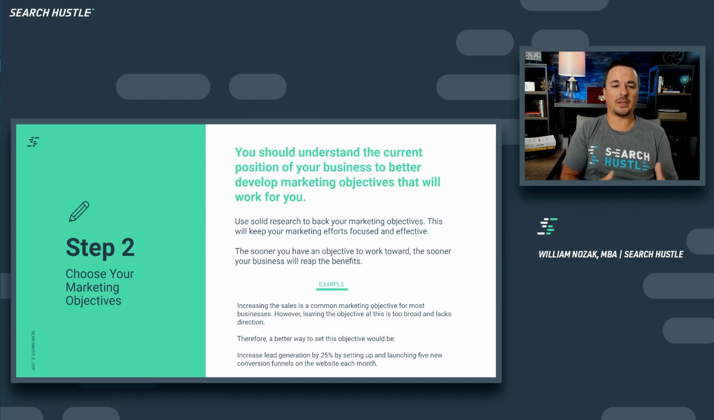So a better way would be increase lead generation by 25%. There are certain things and levers that we can pull to make that happen. We can spend more ad money in Google or in a different way. Spend more money on Facebook or Twitter or wherever those buyers are.